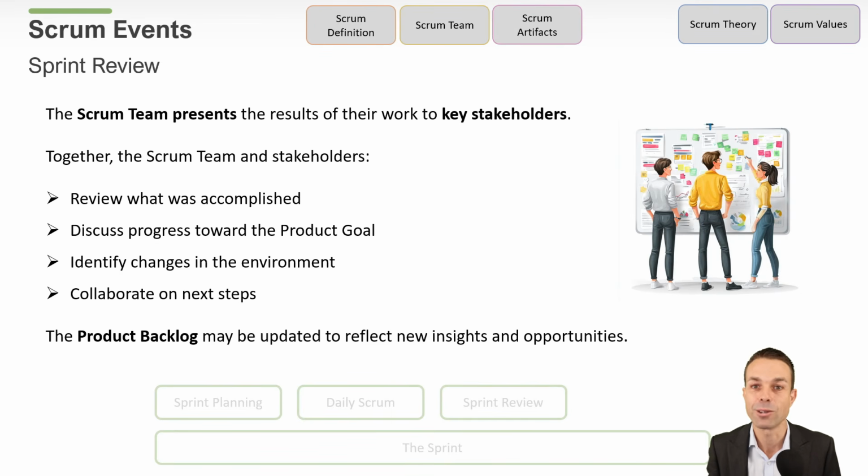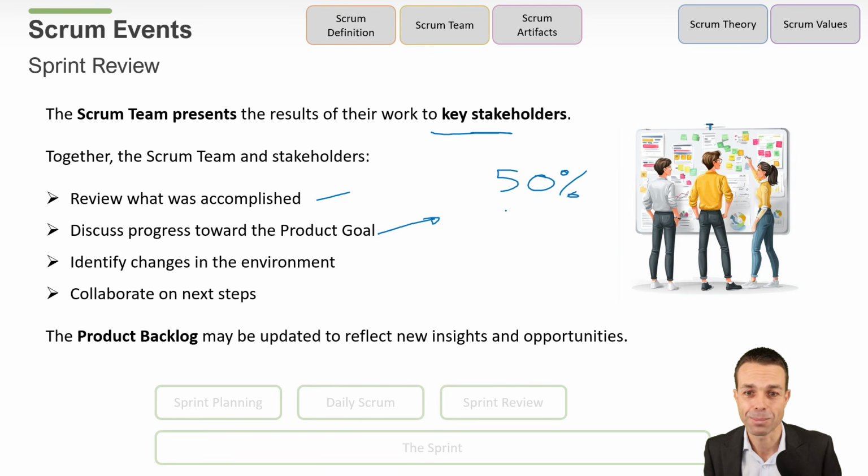The Scrum team presents that work to key stakeholders. Together, the Scrum team and the stakeholders review what they accomplished. They discuss the progress towards that sprint goal. So how are we going? Is this going to help us meet our sales target of 50% or whatever that looks like for our product goal?